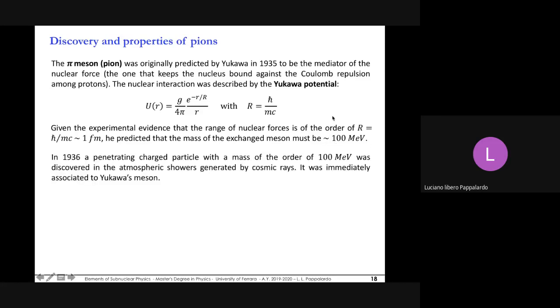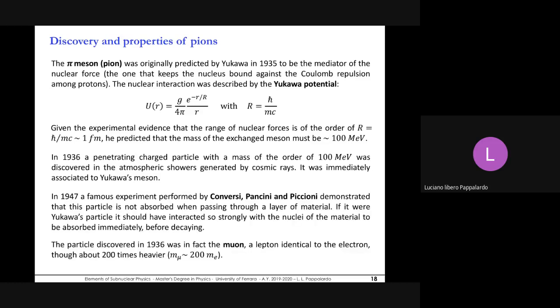Now, some more details. In 1936, 1 year later, a penetrating charged particle with a mass of the order of 100 MeV was indeed discovered in the atmospheric showers generated by cosmic rays. And of course, this was immediately associated with the Yukawa meson. But it was a big mistake instead.